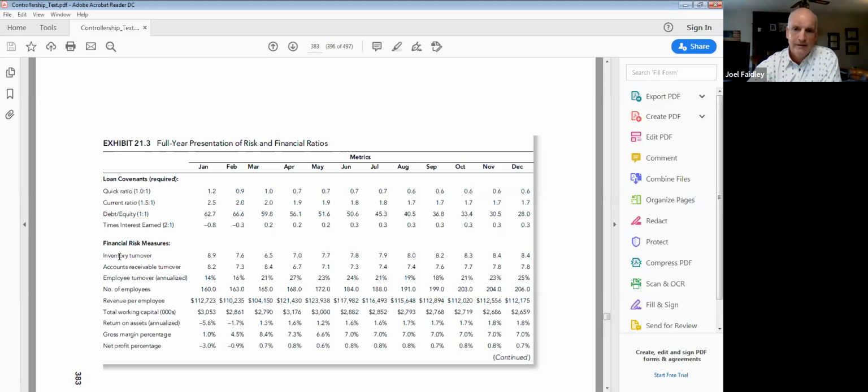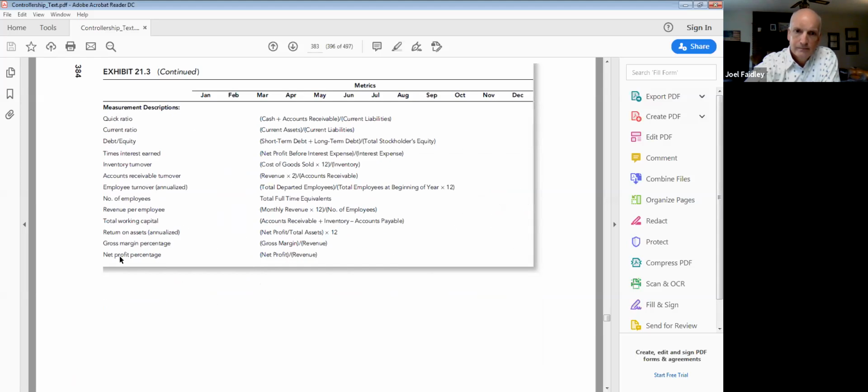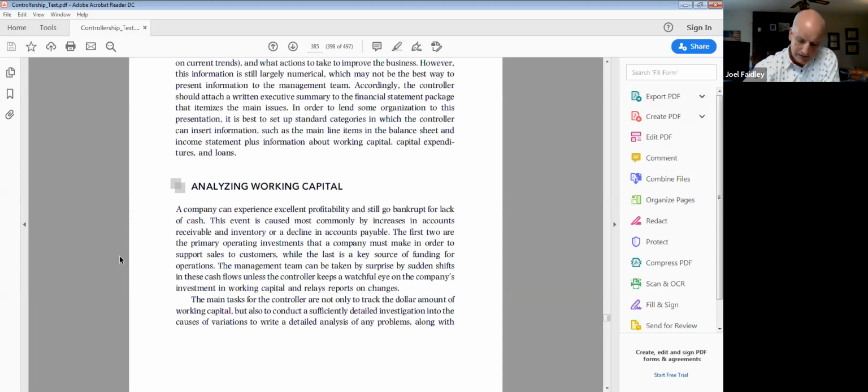Revenue per employee, how many employees did you have? Did a lot of this stuff at Exxon and Lear. Everybody's wanting to look at the numbers. All right, let's continue on. Analyzing working capital.